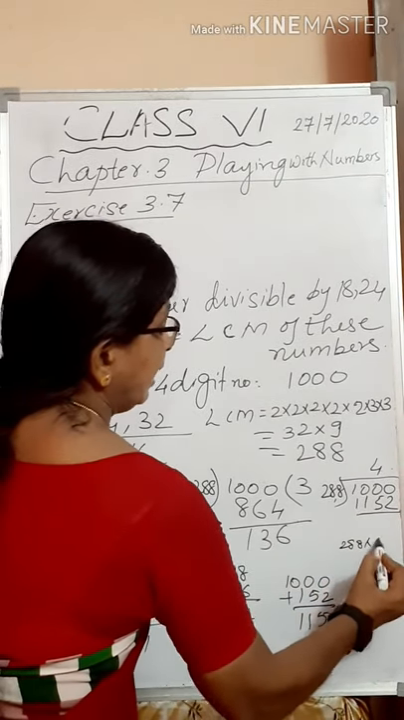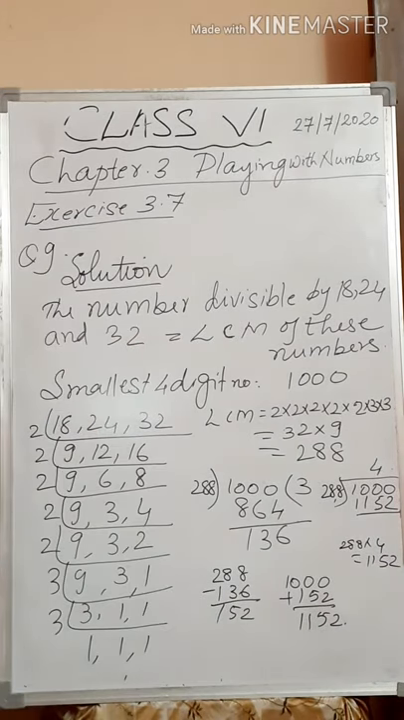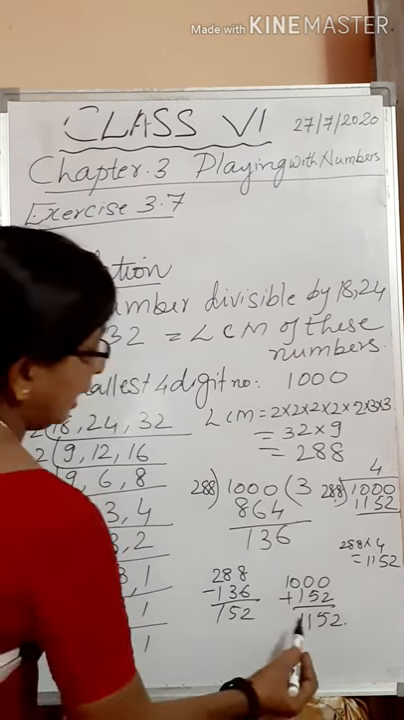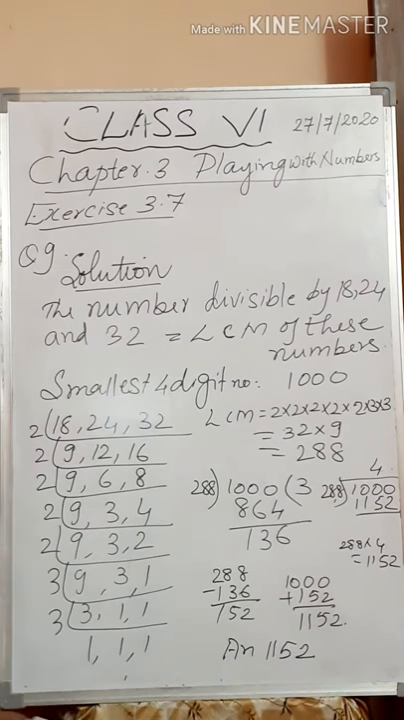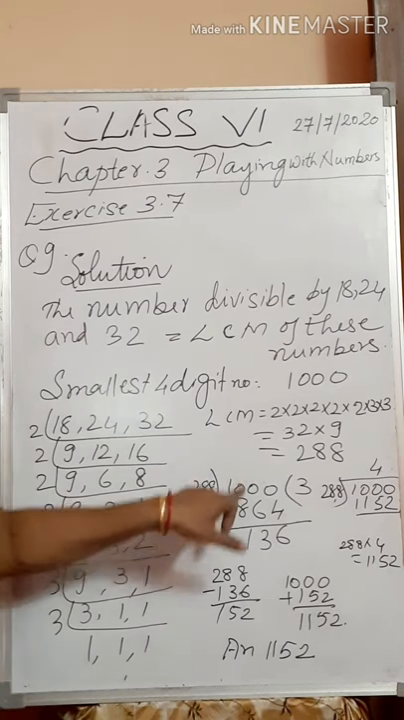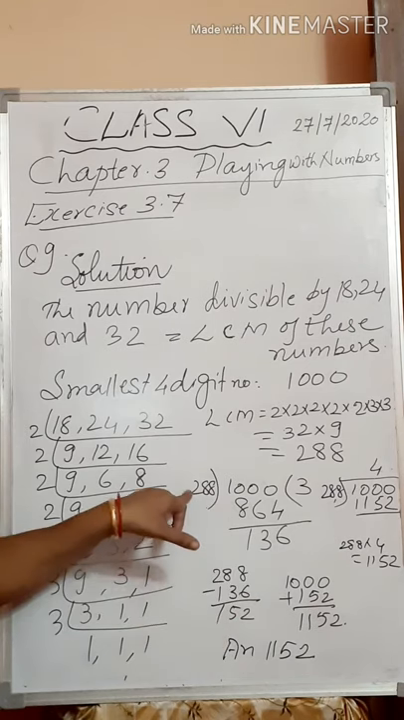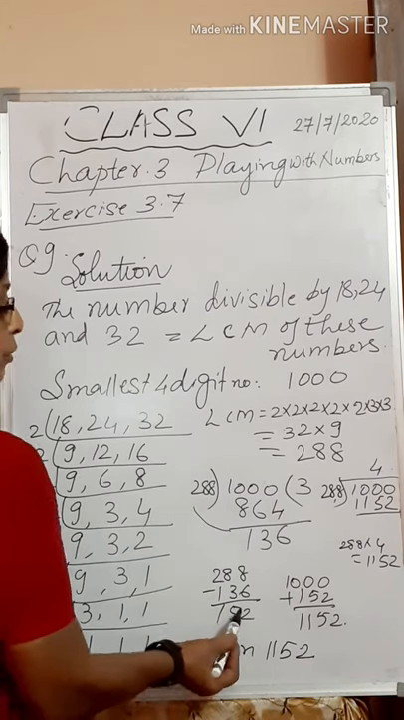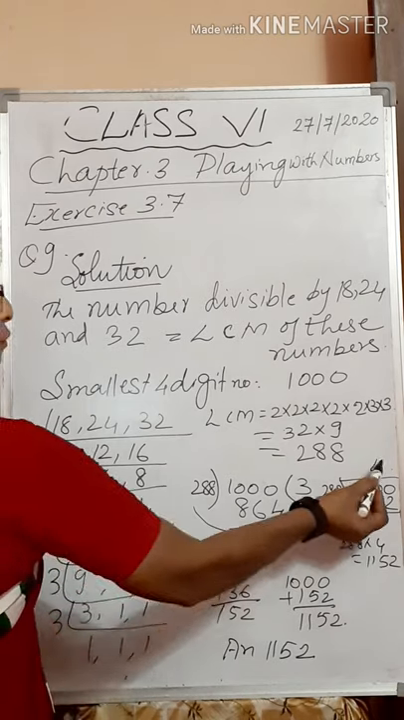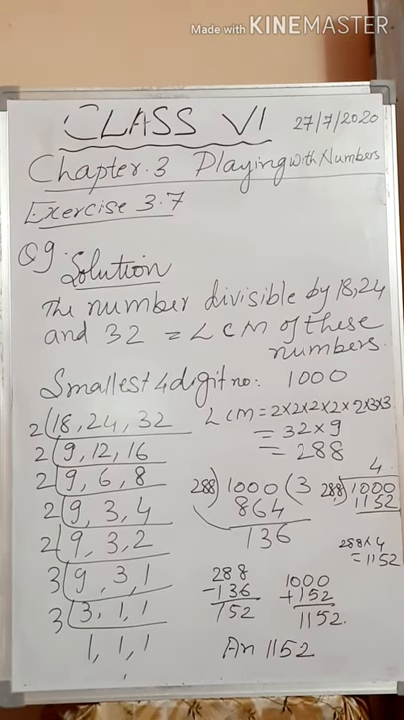288 into 4 we are getting 1152. That means which smallest number we required? The number we required is 1152. How can we find out? We have to find out the LCM of these numbers and take the smallest 4 digit number and divide it, 3 times, then we get 136. We find out the difference between these two. That means we require 152 more, then that will go 4 times. Therefore, our answer is 1152. Is that clear, children?